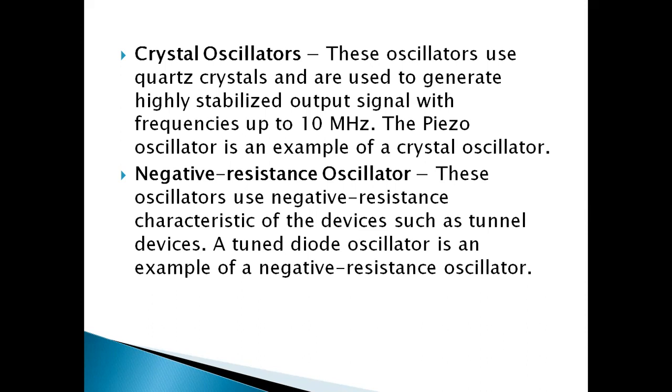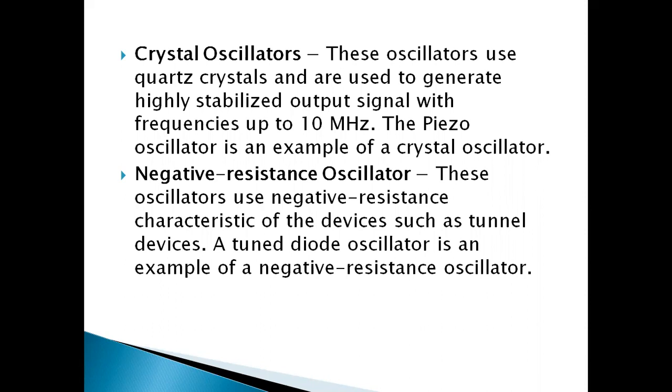Okay. So the next type of oscillator is the negative resistance oscillator. These oscillators use the negative resistance characteristic of devices such as tunnel devices. If you observe the characteristics of a tunnel device, it exhibits negative resistance characteristics. So if you are using such devices and our oscillator exhibits such characteristics, then that type of oscillator is known as a negative resistance oscillator.